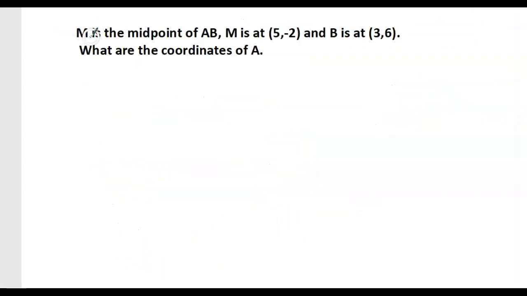Okay, so here we have M is the midpoint between A and B. M is (5, -2) and point B is at (3, 6). What are the coordinates of A? So here we have been given the midpoint. They want us to figure out the coordinates. So here you could sketch.